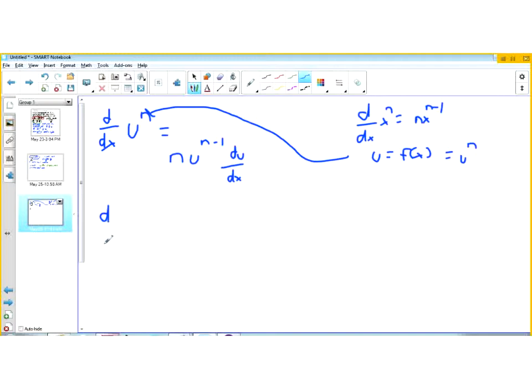So, for instance, if I give you the derivative with respect to x of g of x to the n, this would be n times g of x to the n minus 1 power times g prime of x.